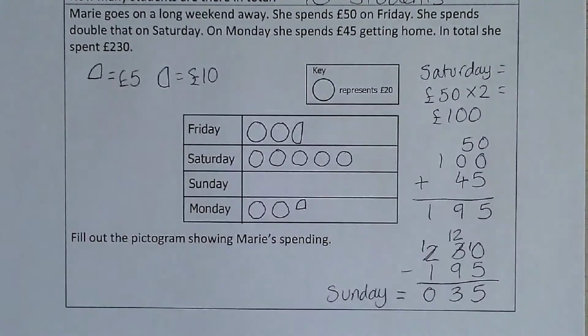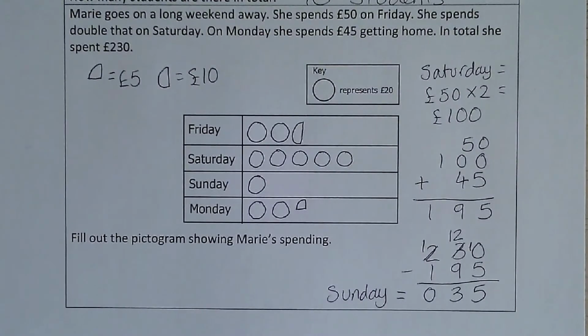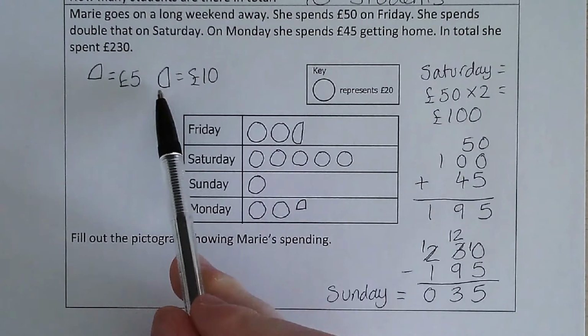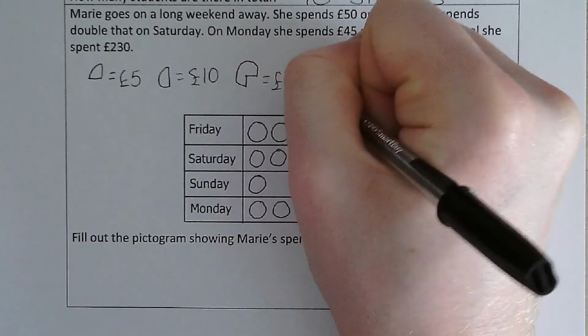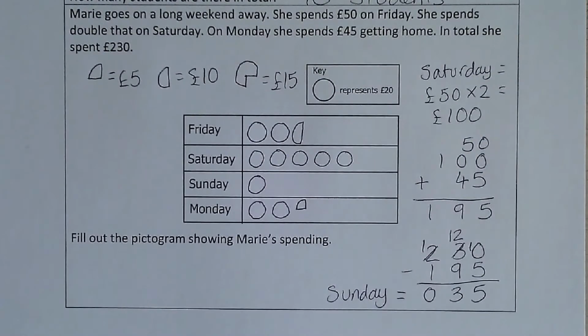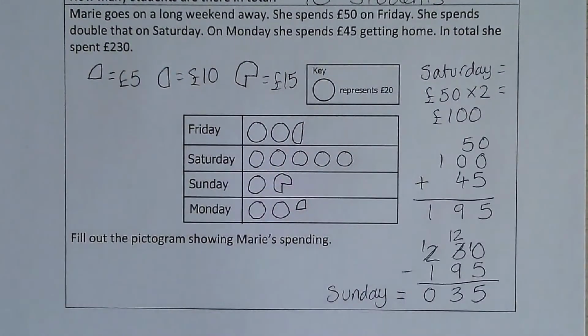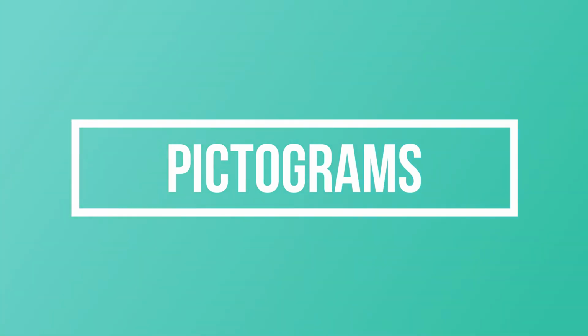£35 was spent. Well, we can put in one circle for £20, but we'll need an extra £15 to reach £35. Well, £5 and £10 is £15, and a quarter of a circle and half a circle will create 3/4 of a circle, and that will be the symbol we use for £15. So we draw in 3/4 of a circle for Sunday, and this is the pictogram completed. And that concludes today's lesson on pictograms.